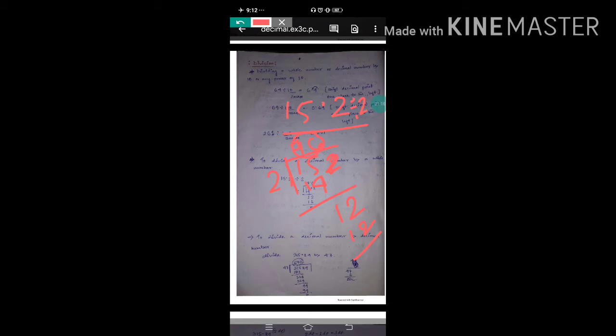152, if you divide by 2 you will get 76, but in your question it is given 15.2, that means 1 decimal place, so the answer will also be in 1 decimal place. In the question, your dividend has how many decimal places? Here it is 1 decimal place, so the answer will also have 1 decimal place, that means 7.6.